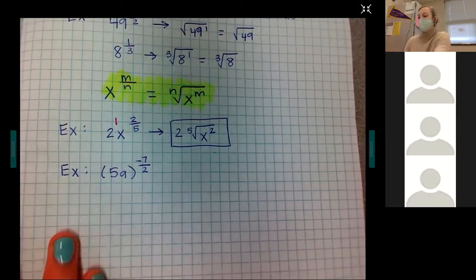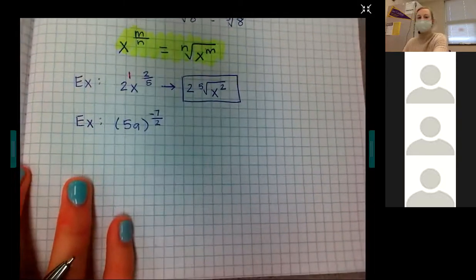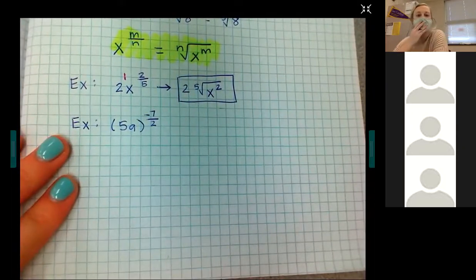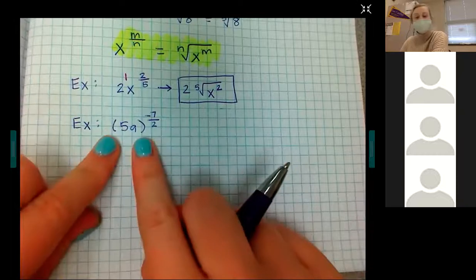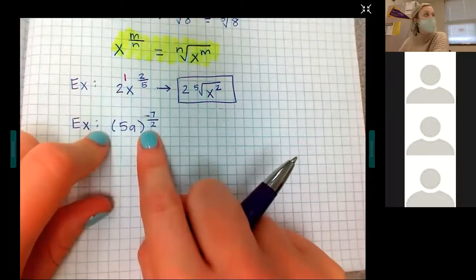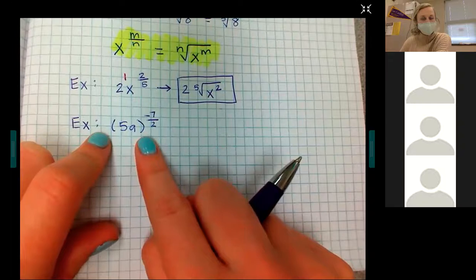All right, 5a to the negative 7/2. All right. Each one has an exponent of what? -7/2. So they're both going to have to be underneath a radical, right? Do y'all see how this is different from the first one? There's parentheses around it. What else is different about this one?